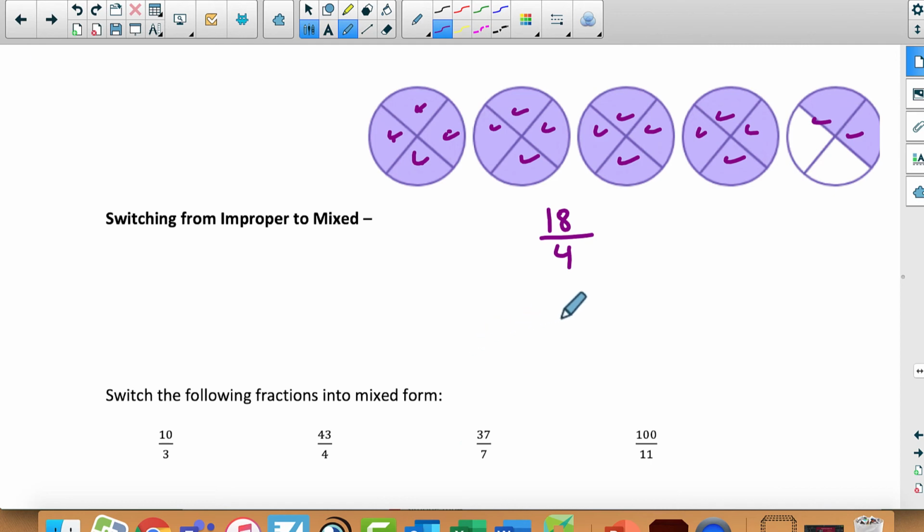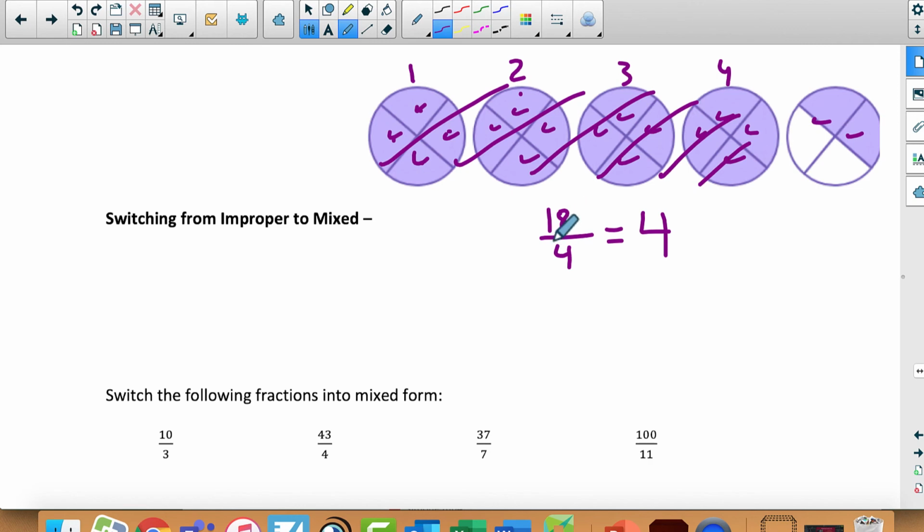18 quarters. Now, if I wanted to write this in mixed form, what I would need to know is how many wholes are there? Well, I can count them. There's 1 whole here, there's a 2nd whole here, there's a 3rd whole here, there's a 4th whole here. So it should be 4. But wait a minute, what if I couldn't see this? What if I covered this up and you couldn't see how many wholes there were? You were just going by this.